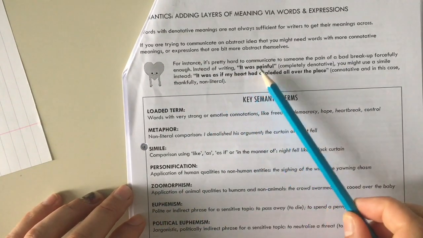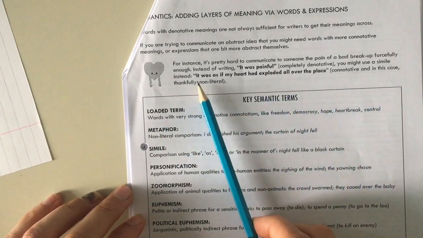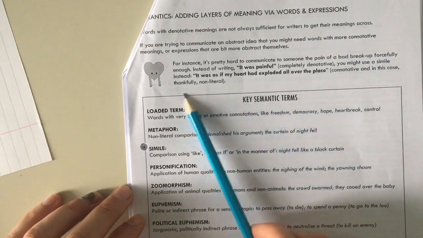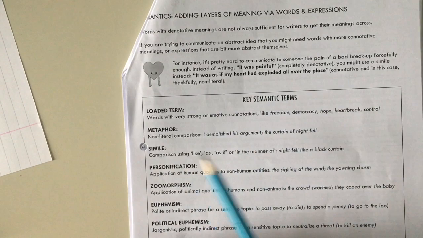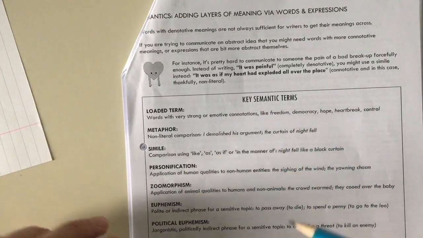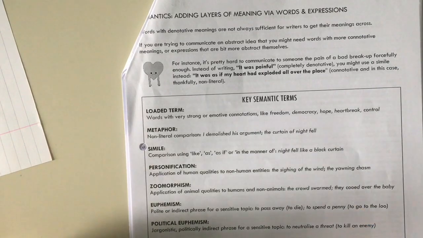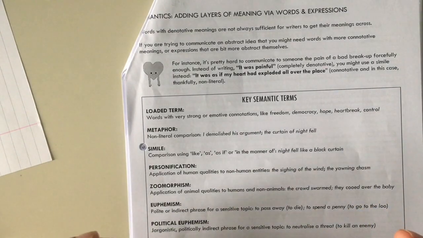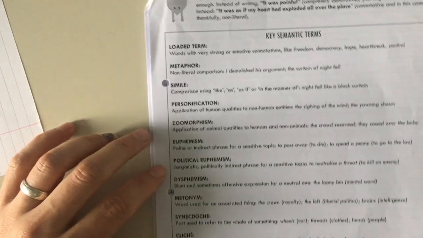So "it was painful" is completely denotative. It just means what it says. But if I use a simile, "it was as if my heart had exploded all over the place," thankfully, it's non-literal, it's figurative. That simile is a semantic effect, a semantic feature. And basically, all of your literature stuff from GCSE, your linear GCSE 9 to 1, those literary terms like simile and metaphor, are semantic terms at A level. So, we'll have a look at some of those then.